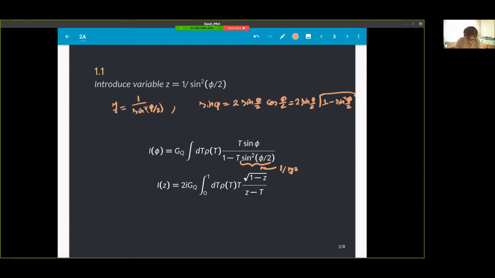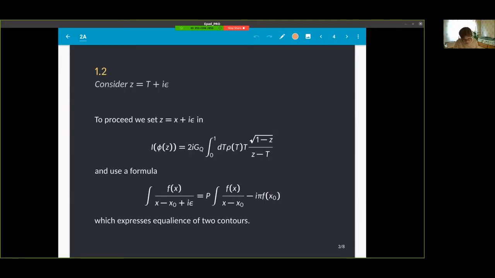And when we substitute these formulas inside, we get this one. And right, that's the first task. And let's proceed for derivation.